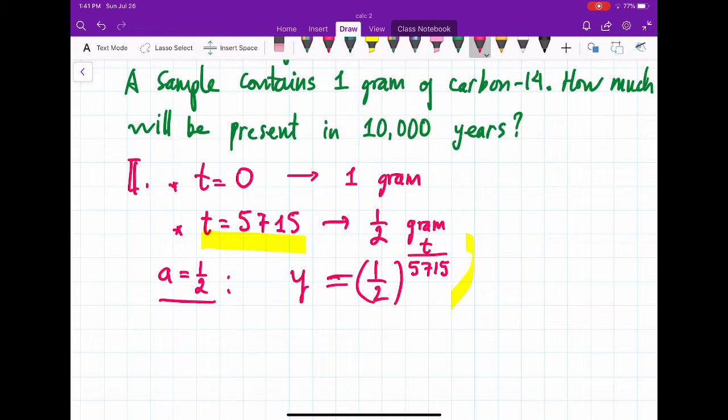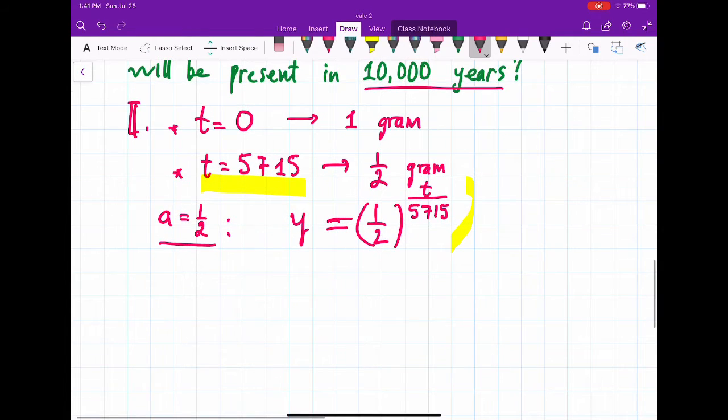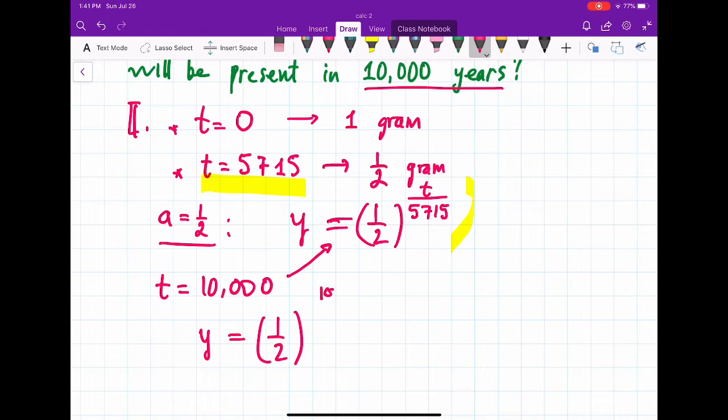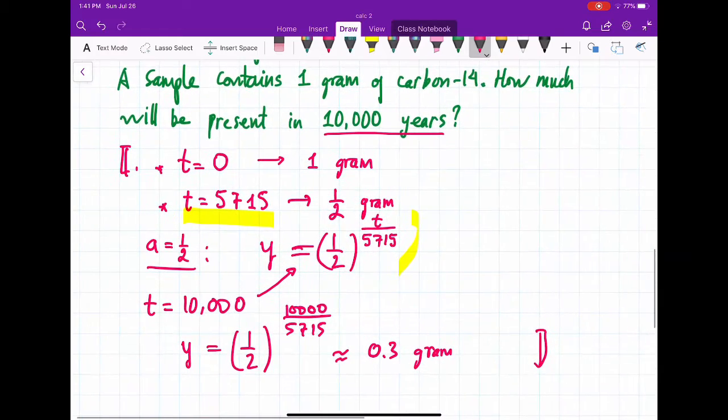And now if you want to see how much will be present in 10,000 years, you just plug t equal to 10,000 into this function. You get y equal to 1/2 to the 10,000 divided by 5,715, and this is approximately equal to 0.3 gram. So that's how we can use such a function in this model.